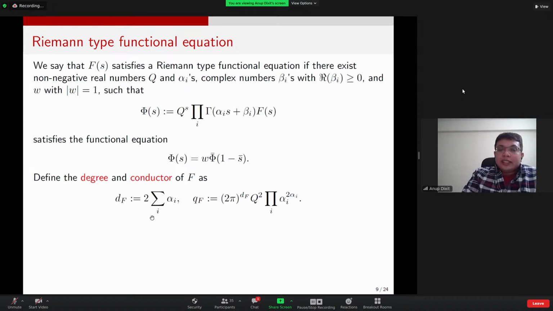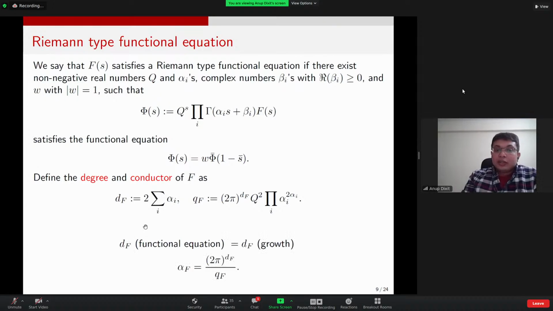Now these definitions of degree and conductor bear a similarity to the definition of degree and conductor that we have incorporated using our growth condition. So the degree coming from the functional equation would be equal to the degree coming from the growth condition.